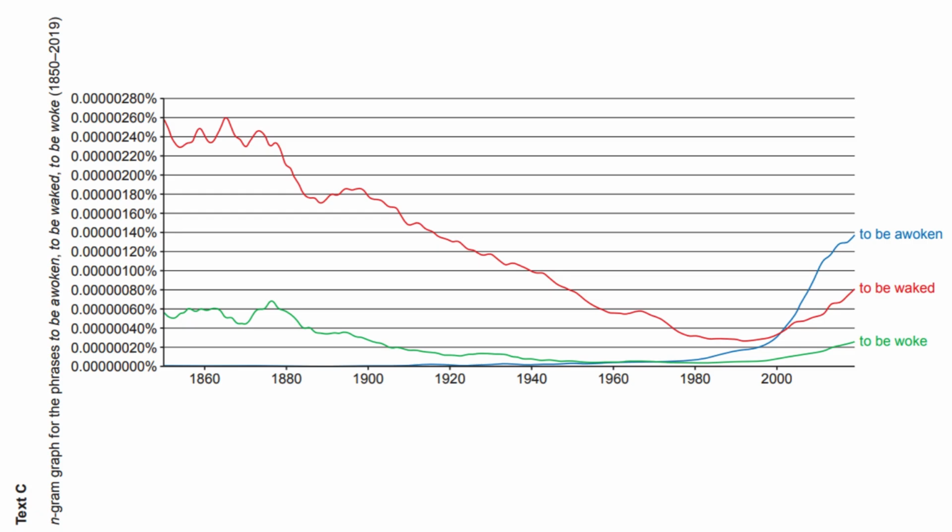Let's analyze the n-gram graph, which shows the frequency of the phrases to be awoken, to be waked, and to be woke between 1850 and 2019. The lines representing to be waked and to be woke show a general downward trend over the period. In contrast, the line representing to be awoken exhibits an upward trend, particularly in the later part of the 20th century and into the 21st century. This indicates a significant increase in the usage of this phrase.